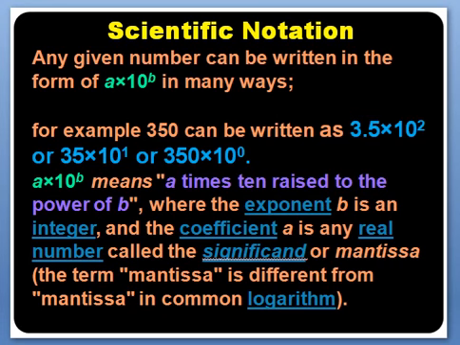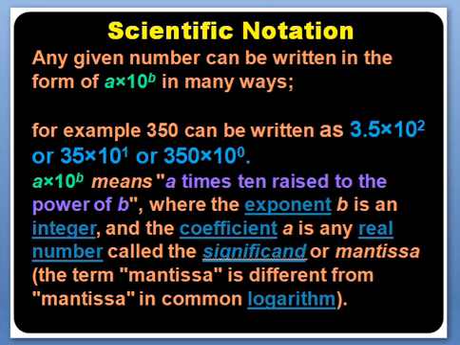Let us see scientific notation. Any given number can be written in the form of a into 10 raised to the power of something in many ways. For example, 350 can be written as 3.5 into 10 raised to the power of 2, or 35 into 10 raised to the power of 1, or 350 into 10 raised to the power of 0. So every quantity can be expressed in the form of a into 10 raised to the power of b in many ways.